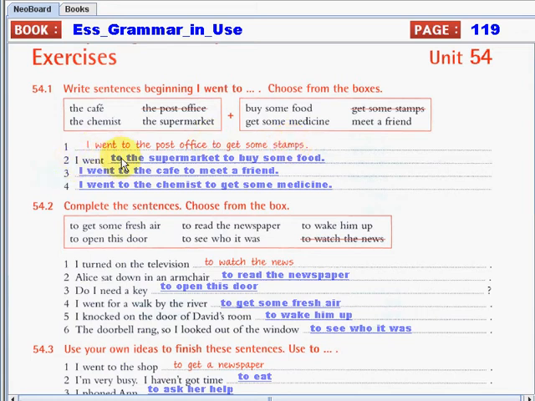I went to, you will just choose the supermarket. I went to the supermarket. Okay, so the plus sign will be changed to the word to. So what can you see inside the supermarket? Is it food, medicine, or friend? Okay, very good. So that is food. So I went to the supermarket to buy some food.